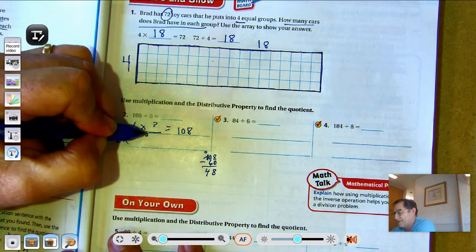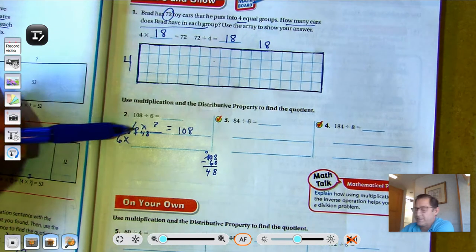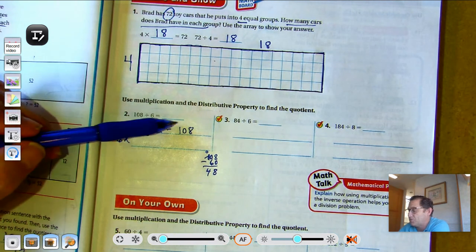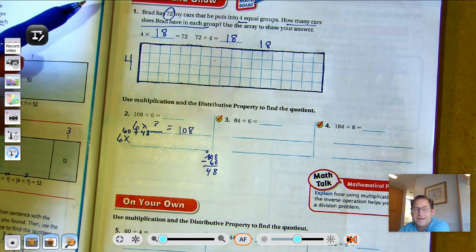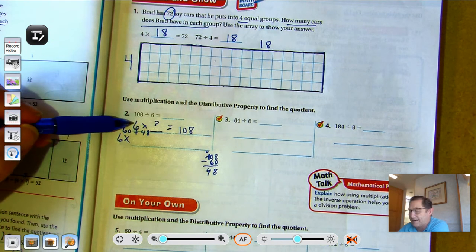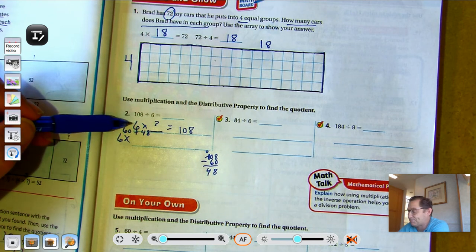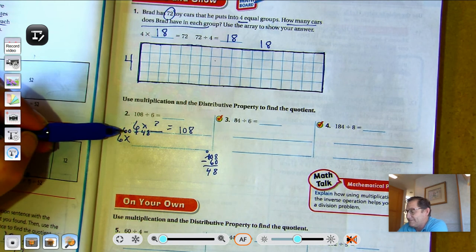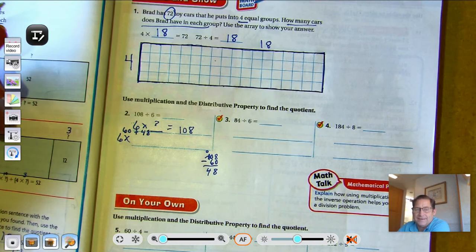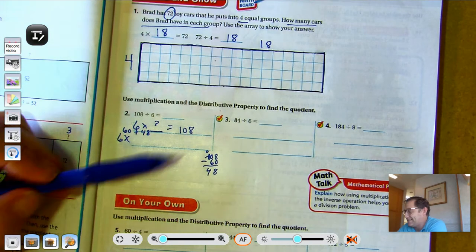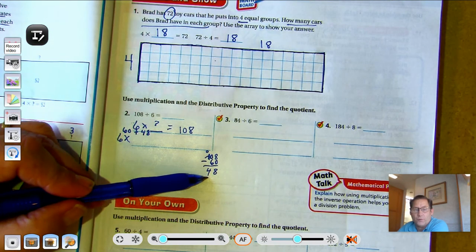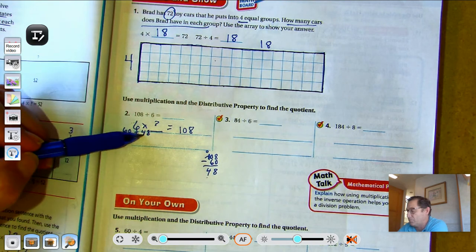Sorry, let me back up. So all we're doing is trying to find 2 smaller partial products for 108 that are easy products for factors of 6. So 60, why is that easy? Because 6 times 10. Okay, so I subtracted 60 from 108. That left me 48 for the other partial product.